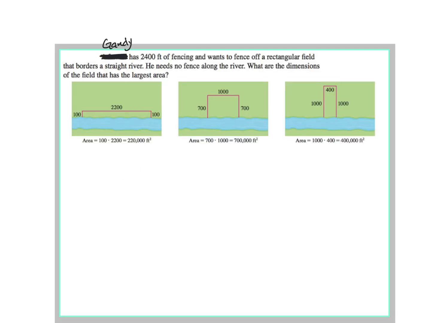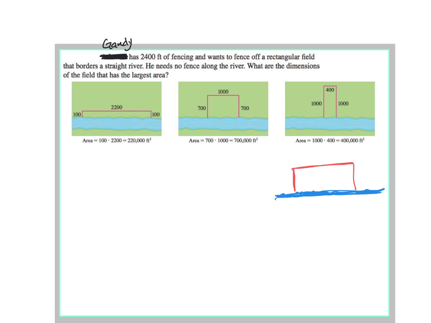Andy has 2,400 feet of fencing and wants to fence off a rectangular field that borders a straight river. He needs no fence along the river. What are the dimensions of the field that has the largest area? All right, so Andy has to make sure his cows don't escape. He's got a river, and he's going to have sides for his fence, and he needs to figure this out.